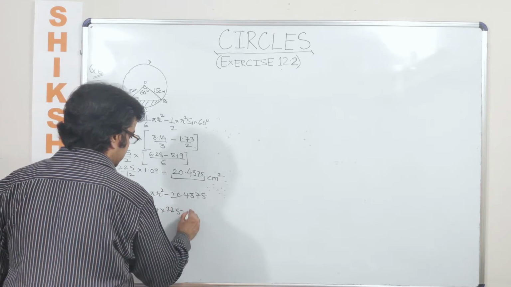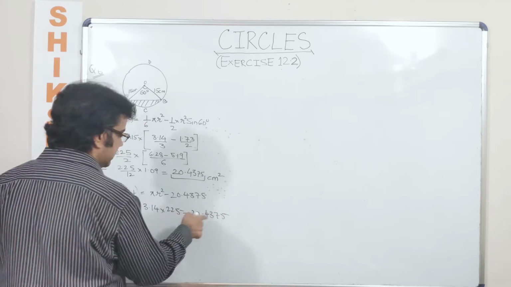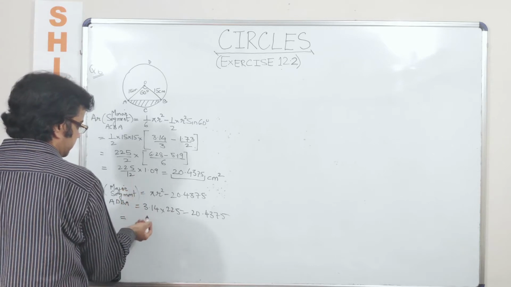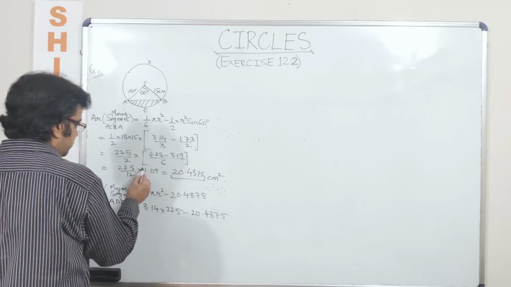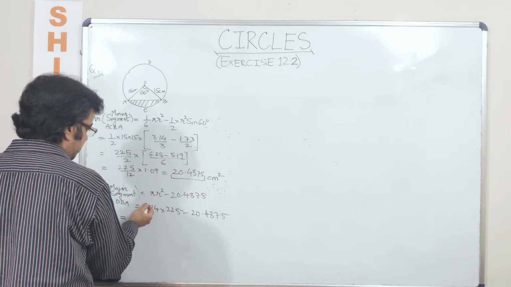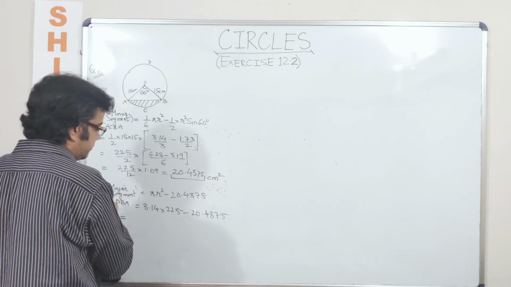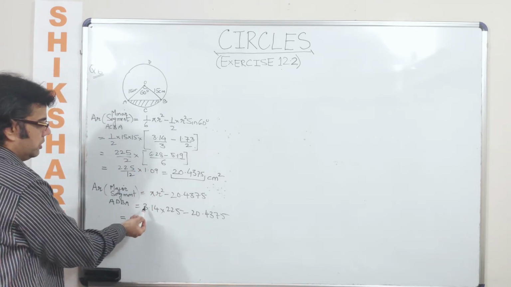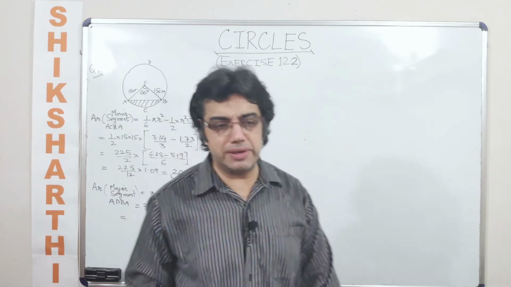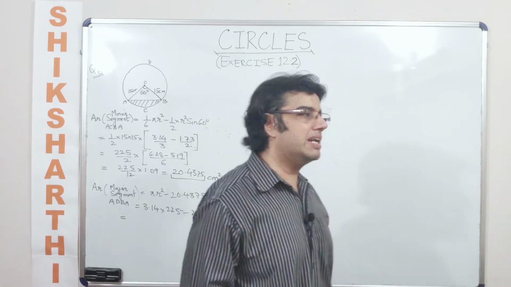What I mean to say here is, there are two ways of calculating this. One is I calculate this value and then subtract 20.4375. Or, what we could have done here is calculate pi r square, which is 3.14 into r square, and then subtract this from this. Now this answer will be slightly greater than 675. Now from 675, when you subtract that, it should give you the balance answer.